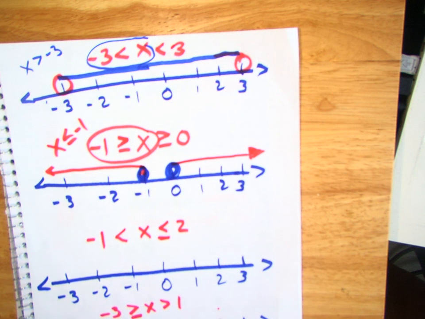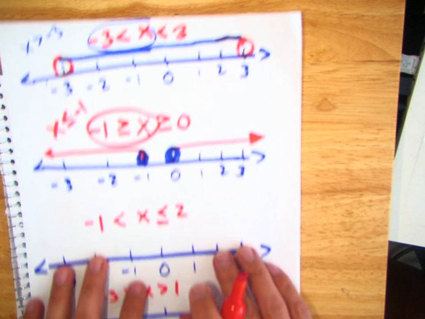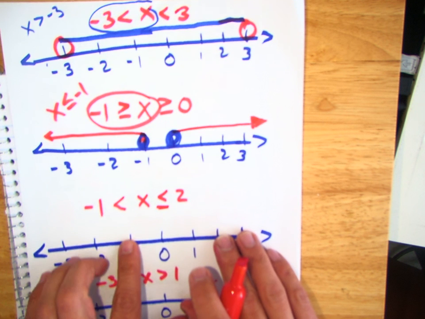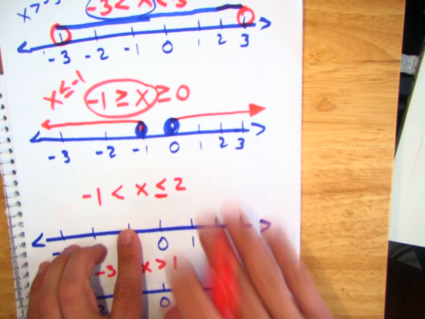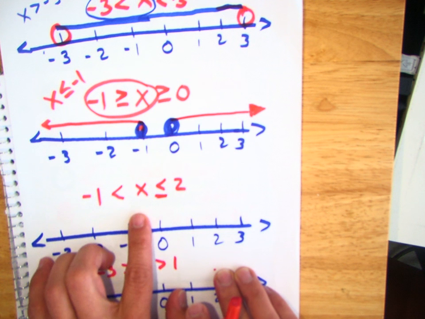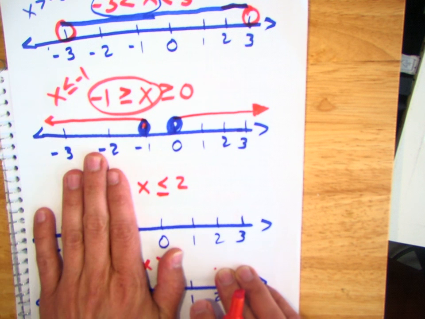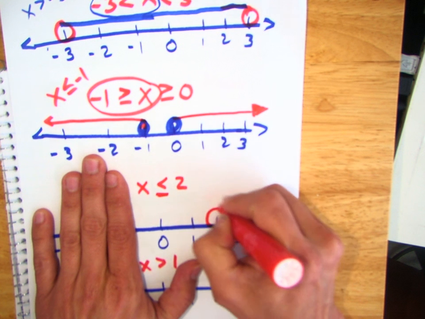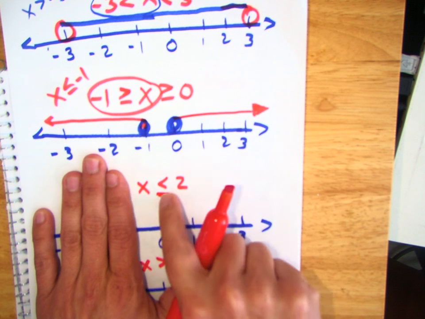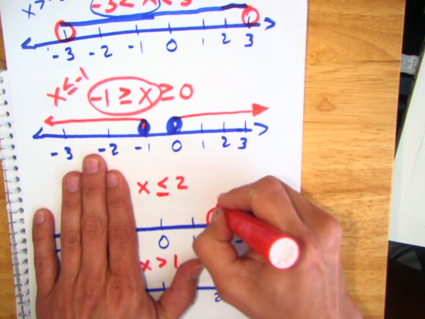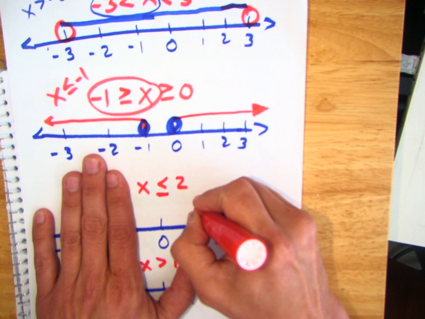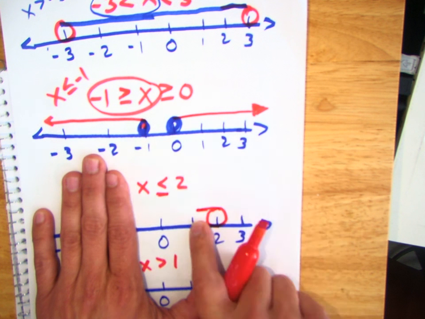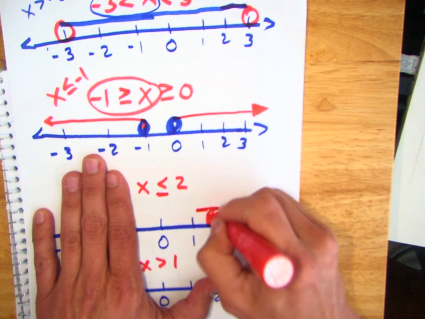Okay, so let's go ahead and do the next one. Hopefully this helps. Press pause and see if you can do the next one. And then I'm going to continue. So I'm going to cover this. I'm going to have the 2. And then less than, so it's going less than. That way it's going to go smaller. But it's equal to, so I've got to shade it in.